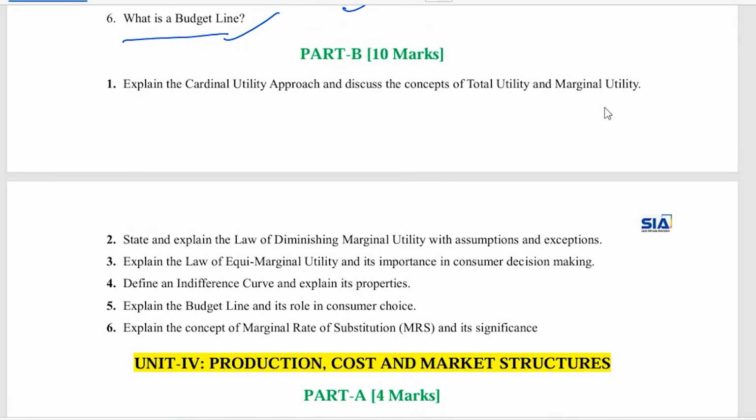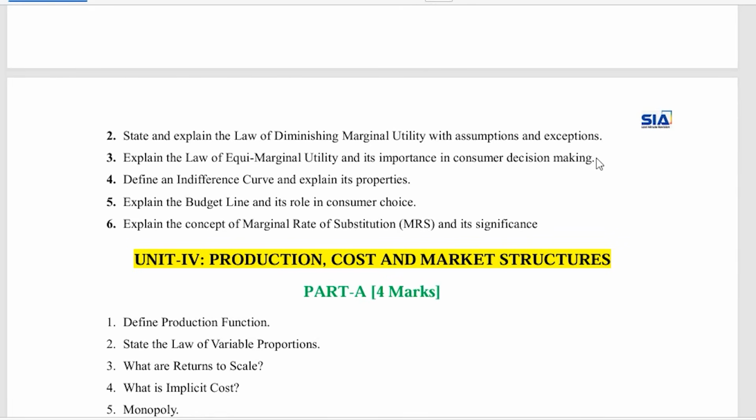Coming to Part B, explain the cardinal utility approach and discuss the concepts of total utility and marginal utility. Explain the meaning part for cardinal utility approach and elaborate the concepts of total utility and marginal utility. State and explain law of diminishing marginal utility with exemptions and exceptions.